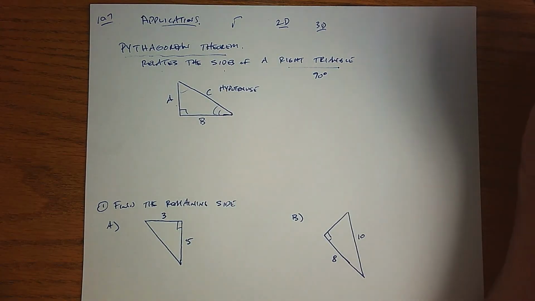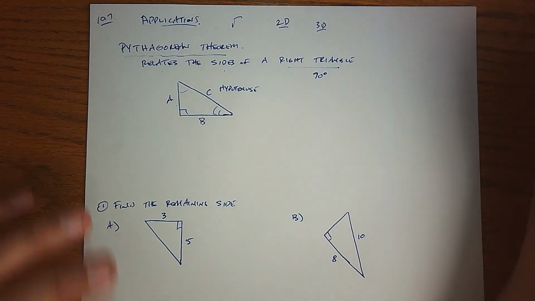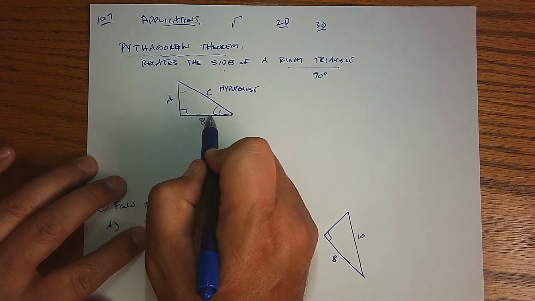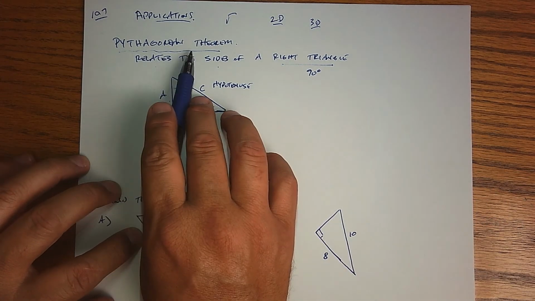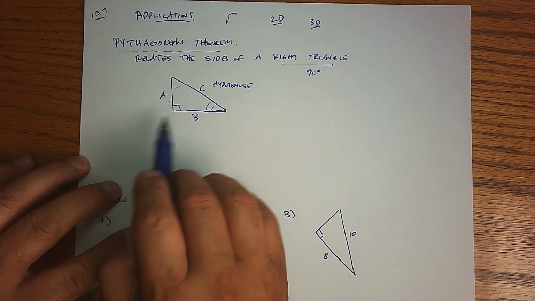So a lot of students panic about where they should put A and B. And you don't have to panic. If you want to put B anywhere, call it the base if you want. And that way it kind of settles that argument. But as far as the theorem is concerned, it doesn't matter who's who, as you'll see here in a moment.